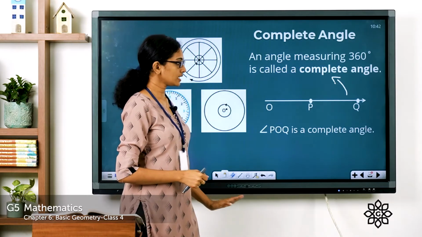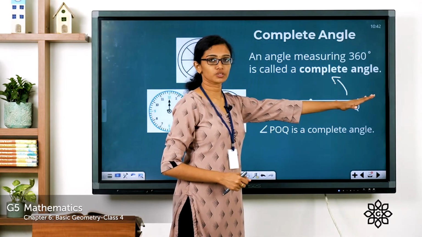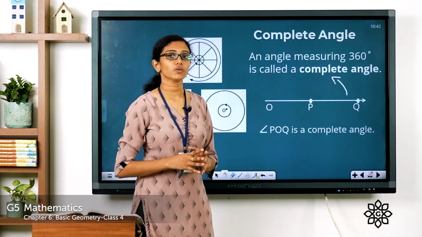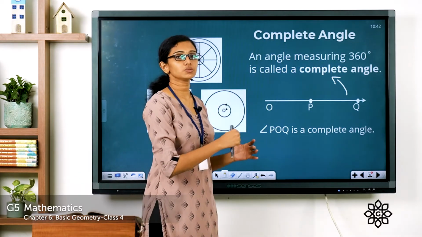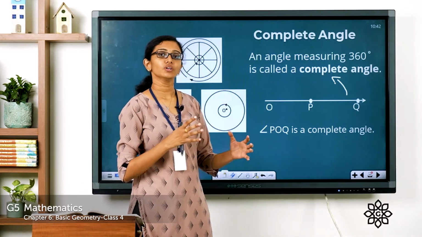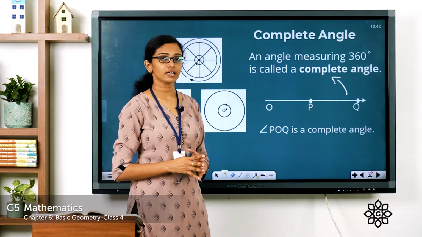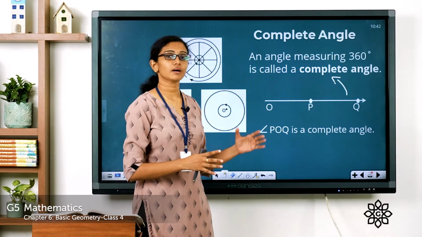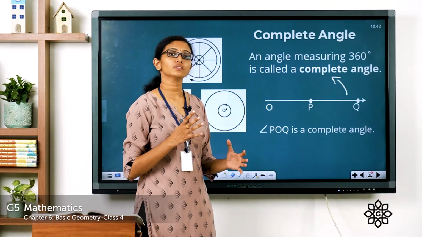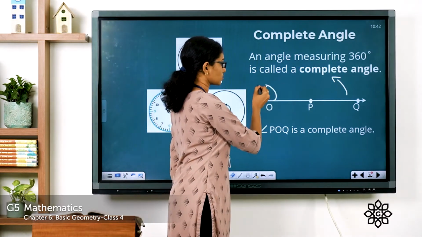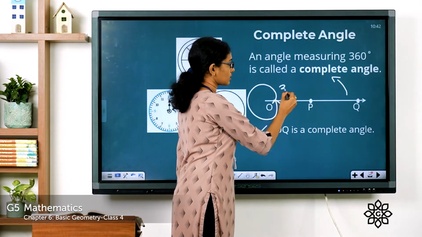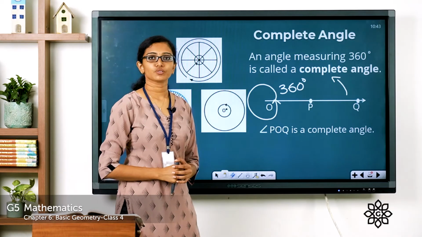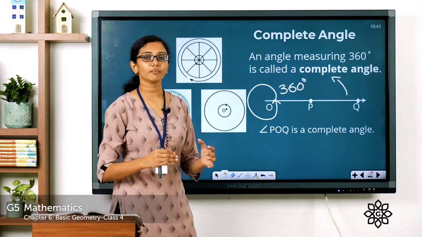And if it keeps on turning and when it comes back to the initial position, it would have gone through another 180 degree. So it would have gone through a total of 180 plus 180 degree, which is equal to 360 degree. So it means that when a ray or line turns around a complete rotation so that it comes back to its original position, it would have turned to an angle of 360 degree. So the total angle would be like this and it would be 360 degree. So an angle measuring 360 degree is called a complete angle.